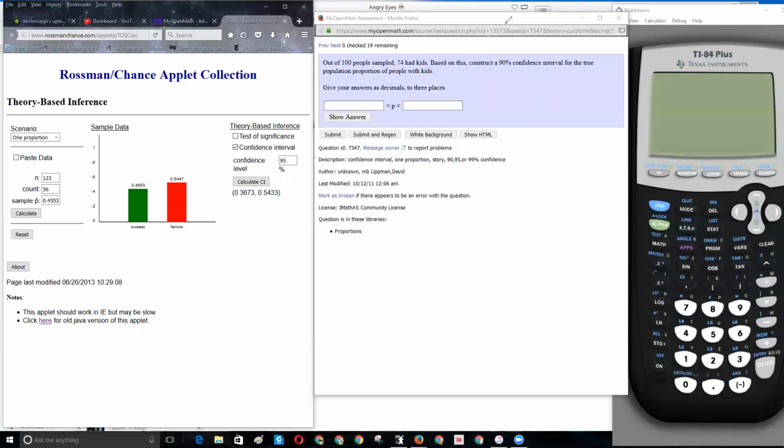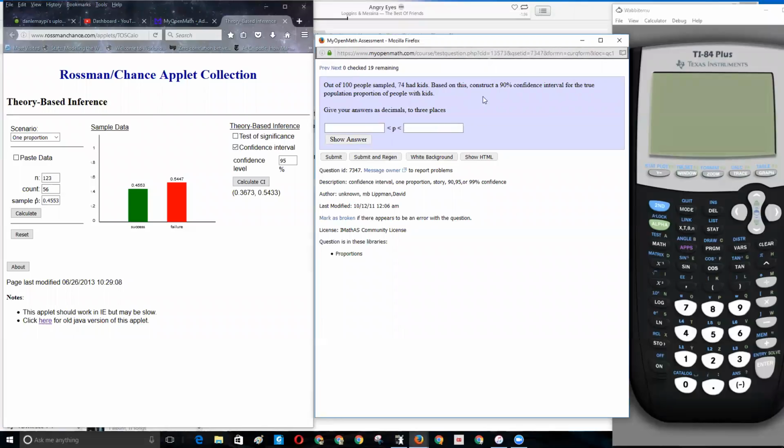So for this problem, I'm not seeing any kind of mean or standard deviation. So I know this is about proportions, and they're telling me to construct a 90% confidence interval. And remember, what we're trying to do is estimate the true population proportion of people with kids. So this is a great thing for the Rossmann-Chance applet.